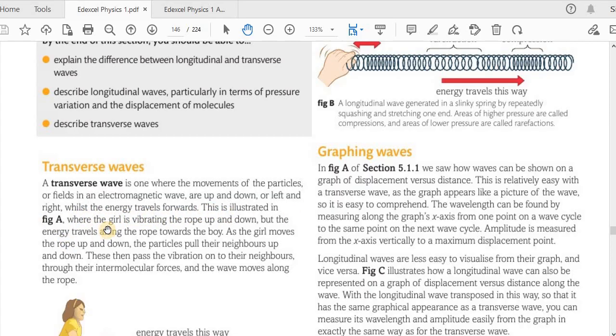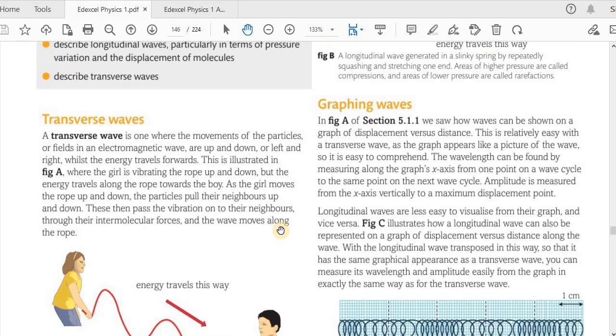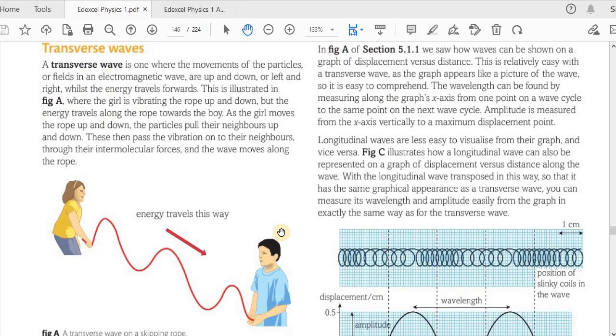This is illustrated in figure A, where the girl is vibrating the rope up and down, but the energy travels along the rope towards the boy. As the girl moves the rope up and down, the particles pull their neighbors up and down. These then pass the vibration to their neighbors through their intermolecular forces, and the wave moves along the rope.